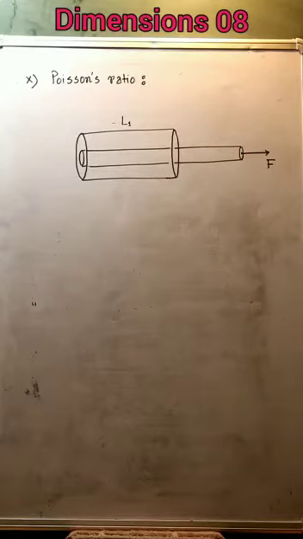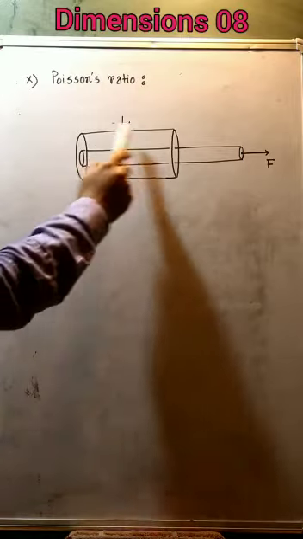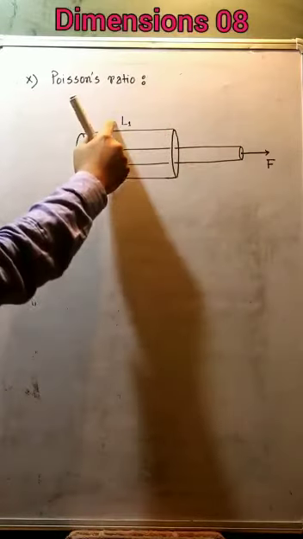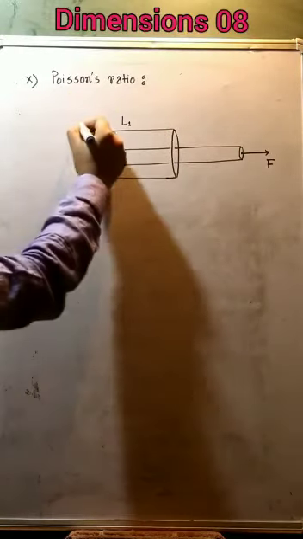Next topic is Poisson's ratio. We have to find the dimension of Poisson's ratio. So in this diagram we have considered a cylindrical wire having initial length L1.